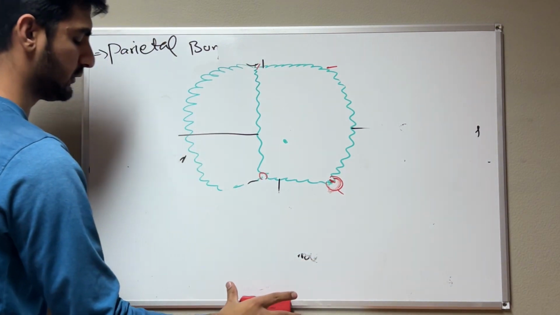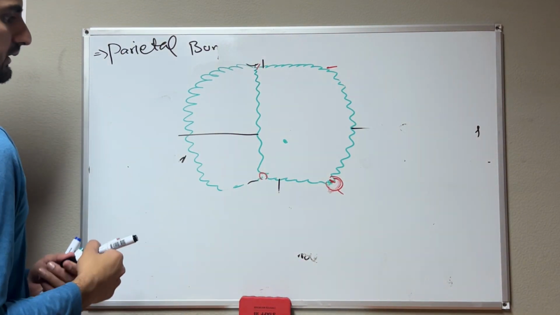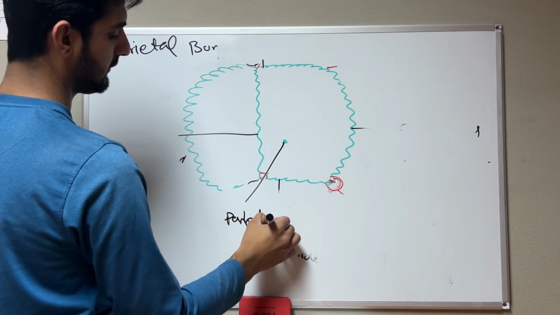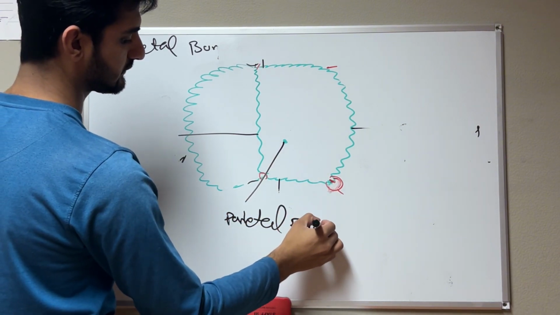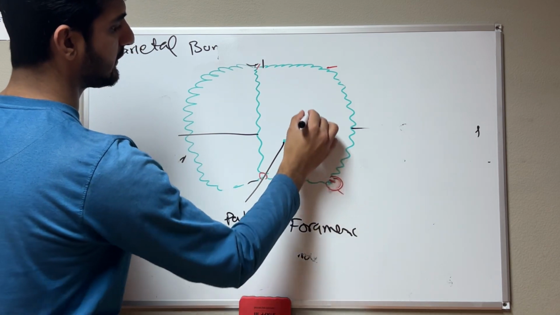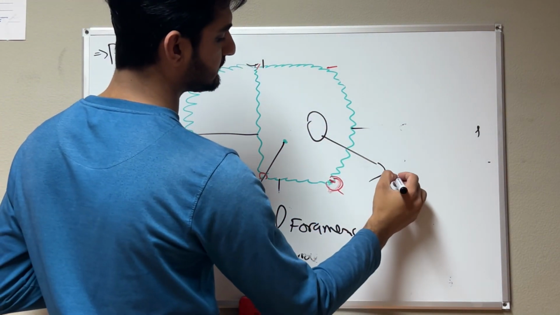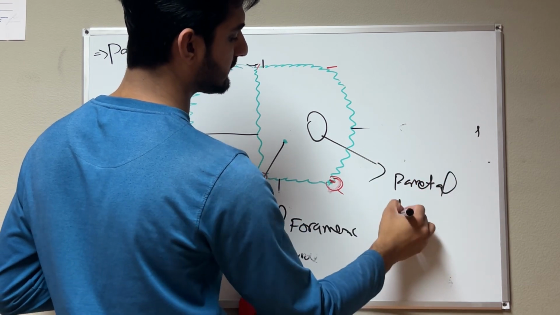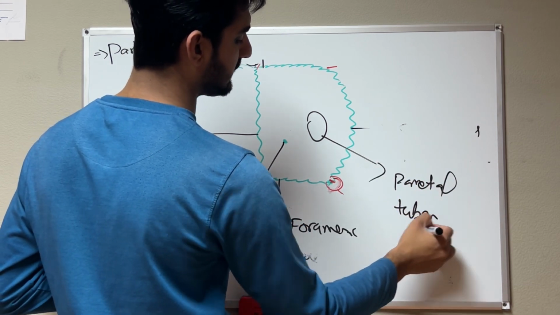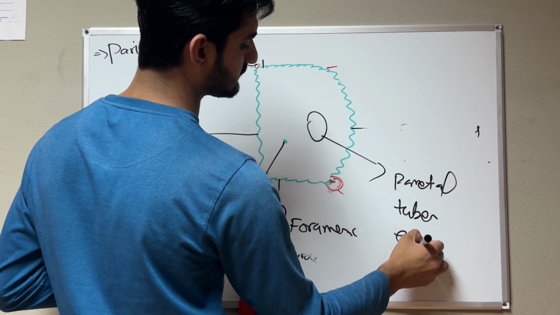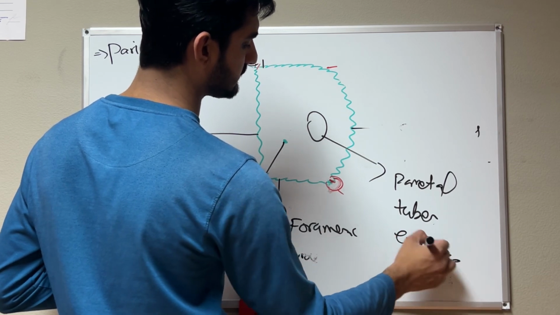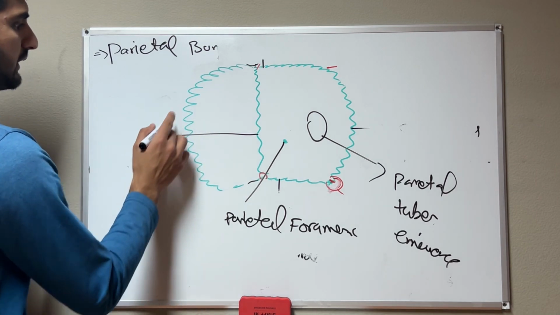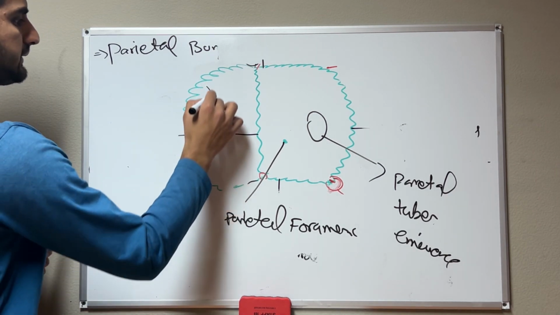In the parietal bone, os parietale, here we have the parietal foramina, and here we have the parietal tuber, or eminence. And laterally we have two lines.